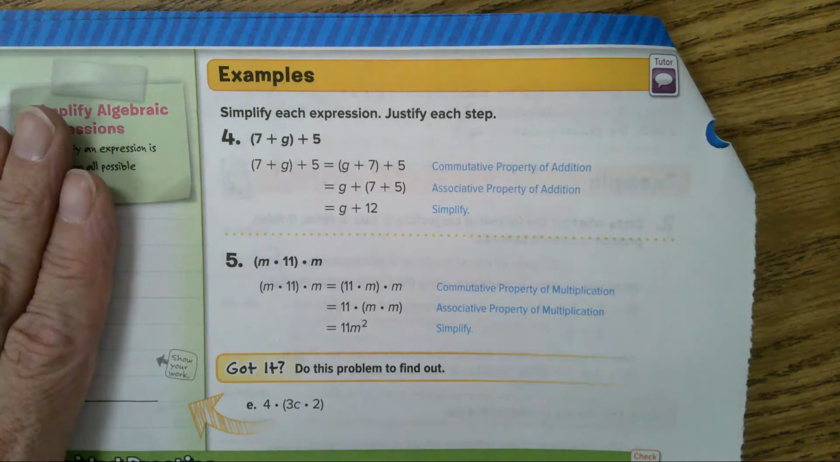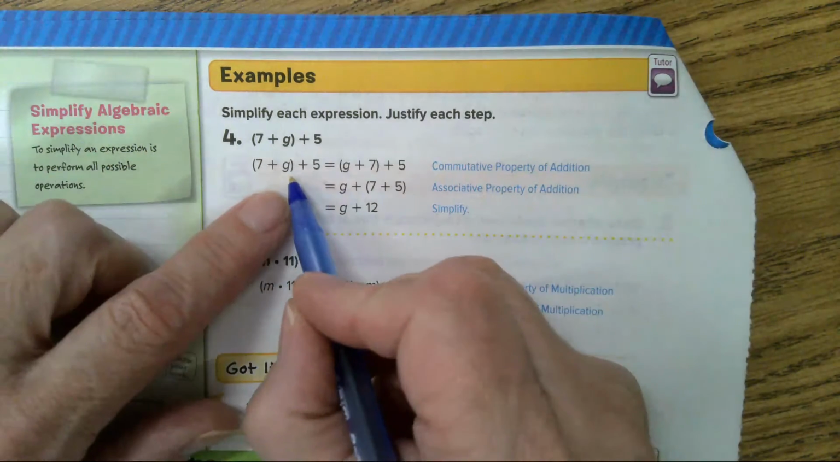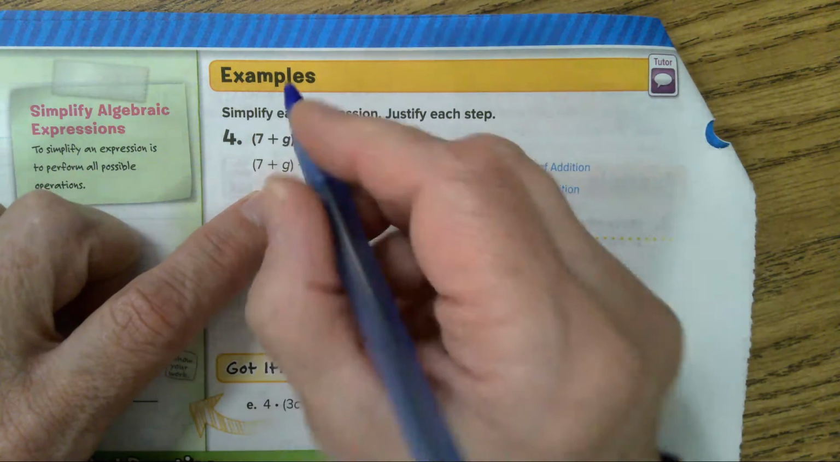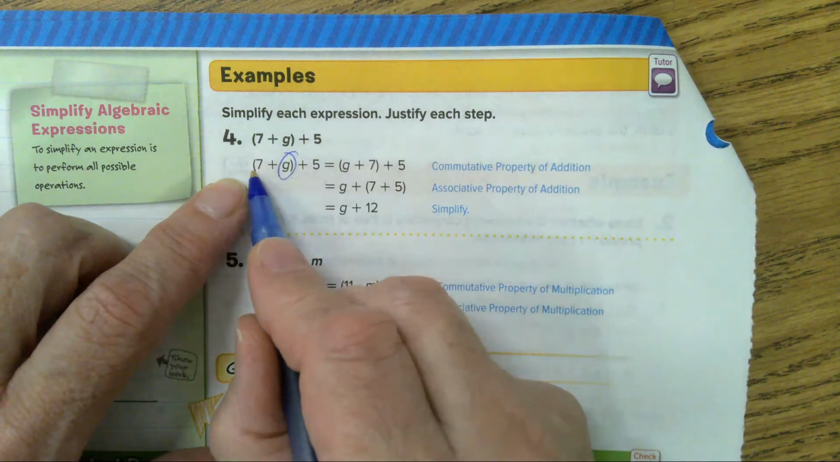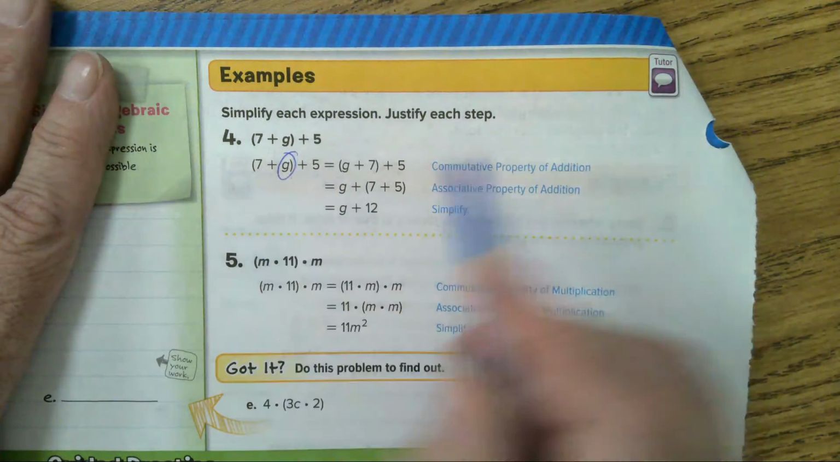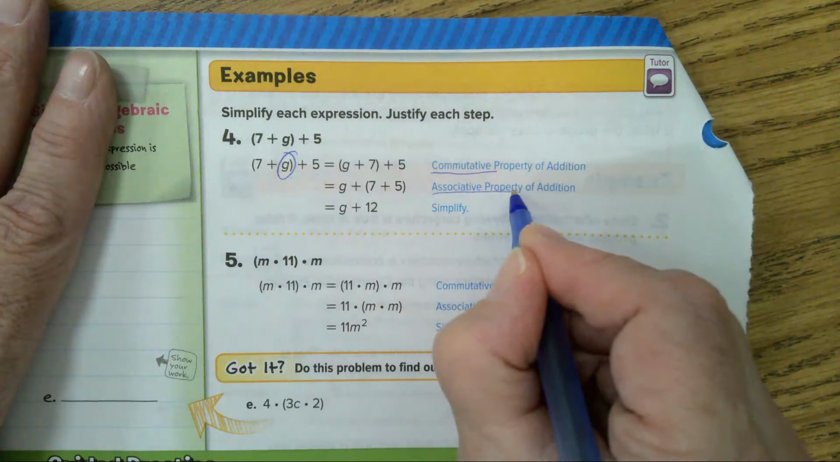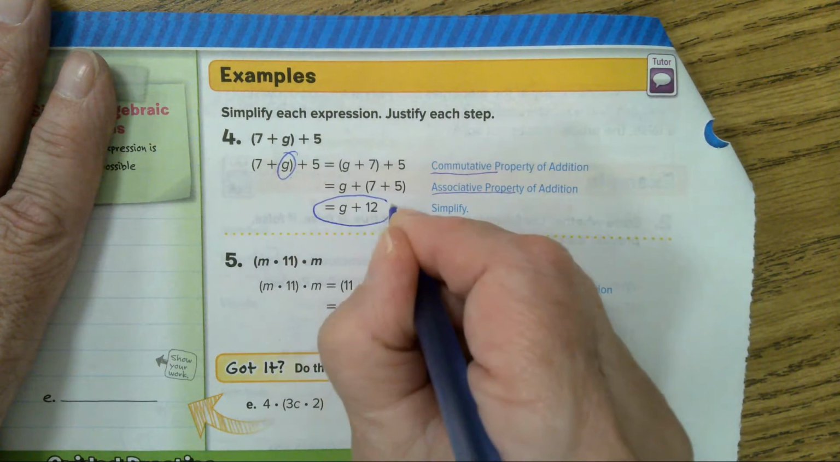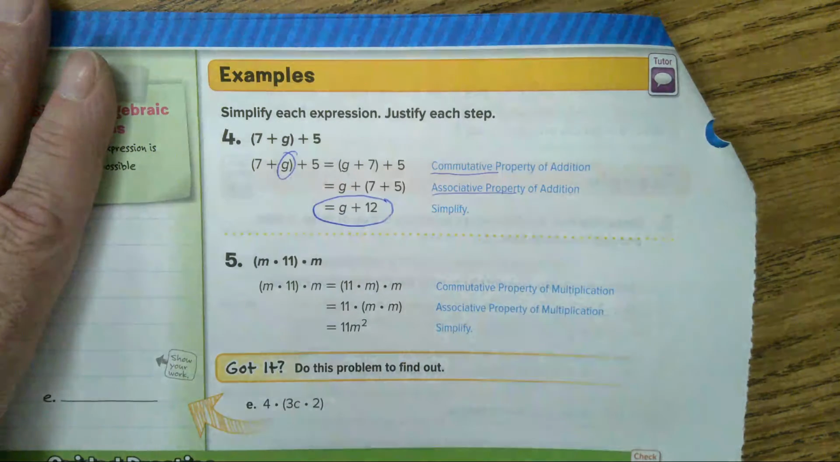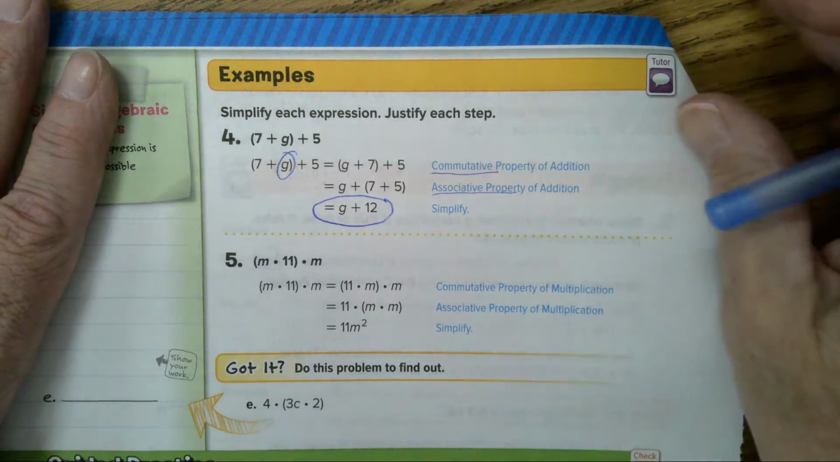Simplify each expression. Well, we don't know what G is, kids. But we can simplify, we can combine 7 and 5, okay? So you move them around with the commutative property, then you put the grouping symbols, and this is your answer, G plus 12, all right? It's an expression, we don't get an exact answer. Later on we'll do equations, and then you do get exact answers.